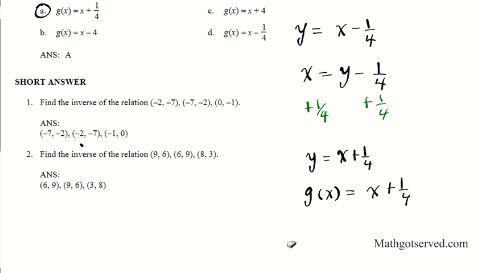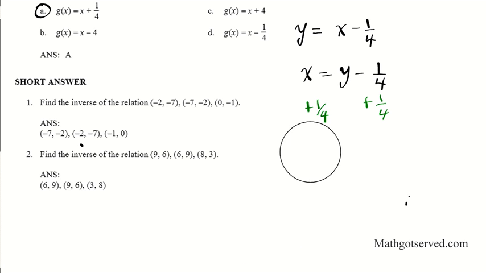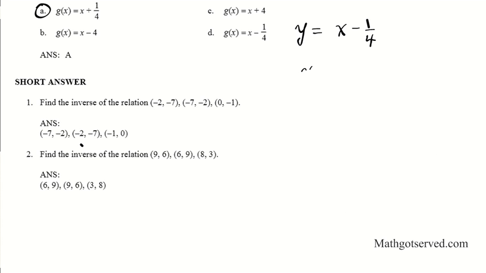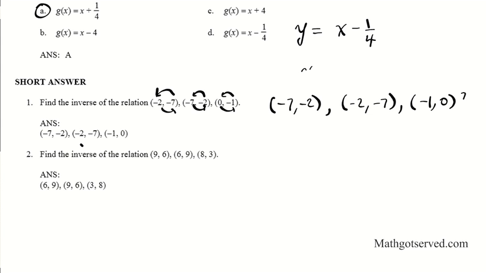So to find the inverse of a relation in ordered pairs, all you simply do is you switch around the coordinates. The x goes to the y and the y goes to the x. You invert them like that, so you're going to have -7, -2, -2, -7, and then -1, 0 as the ordered pair representing the inverse of this relation.